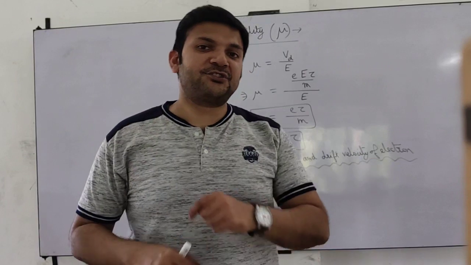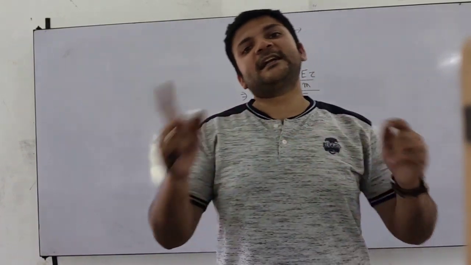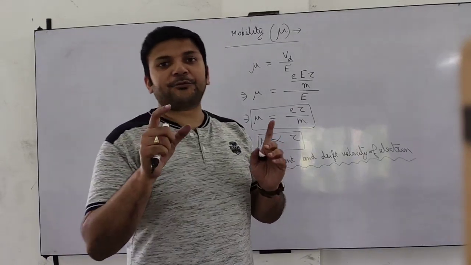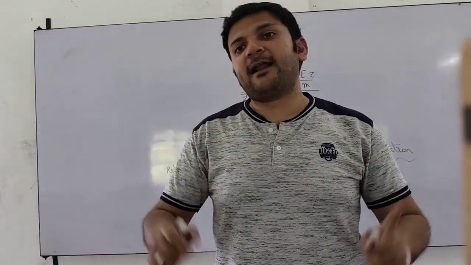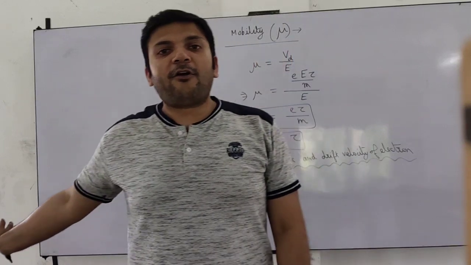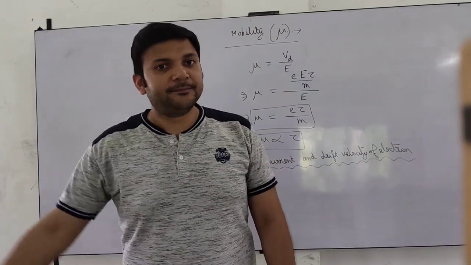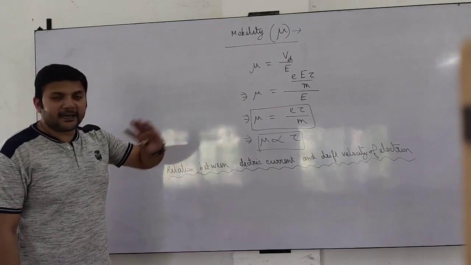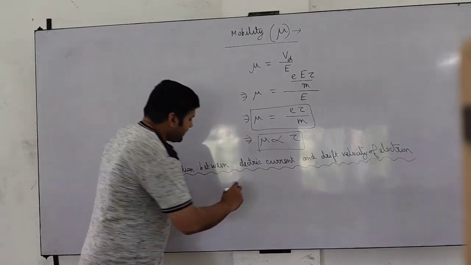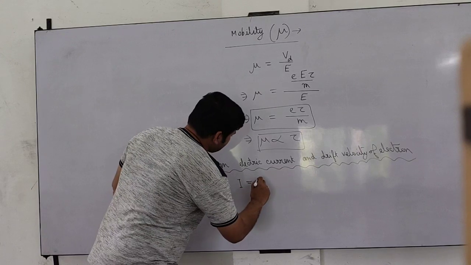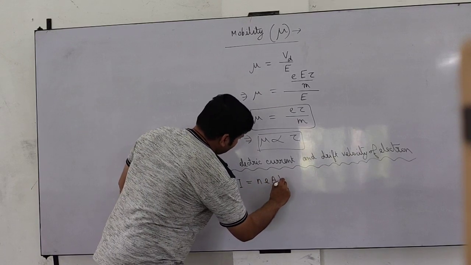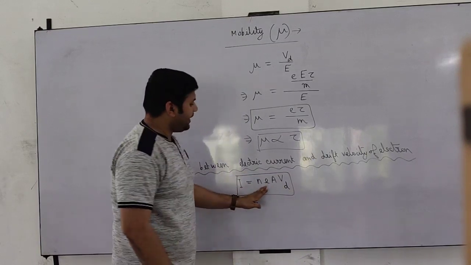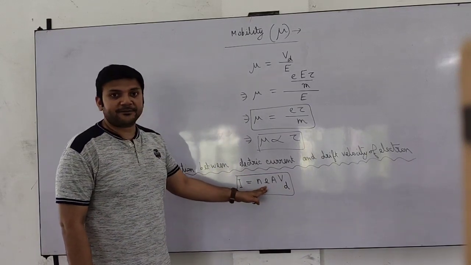There are many derivations in this chapter which are very important for your board exam. Also you have to remember a formula for your numericals. The relation between electric current and drift velocity: the formula is I is equal to n e A Vd. This is the formula and I will have to derive it.